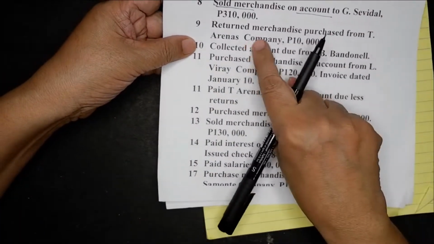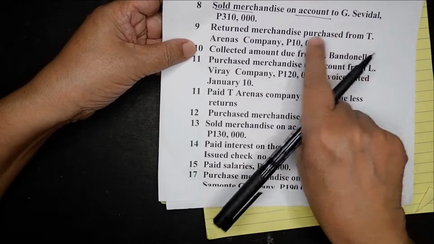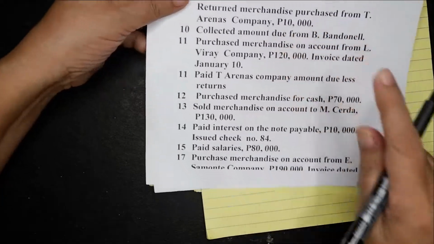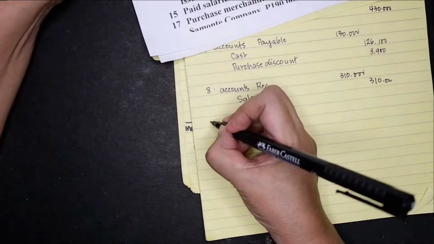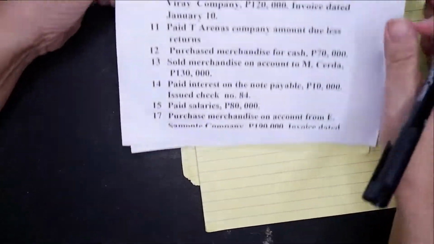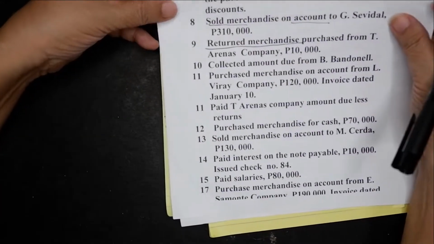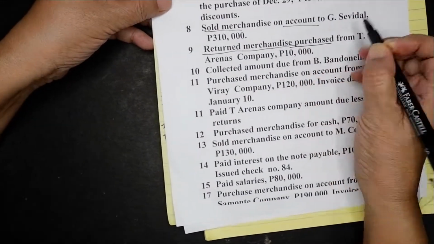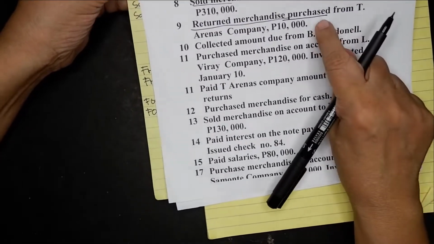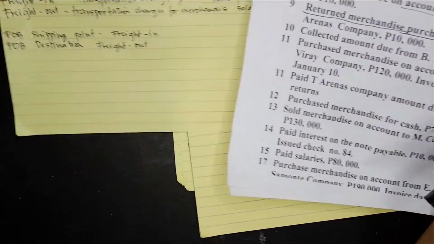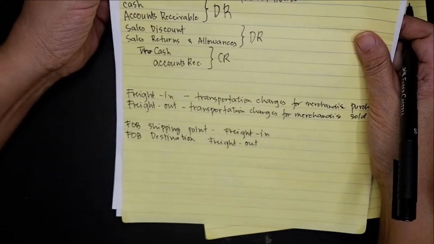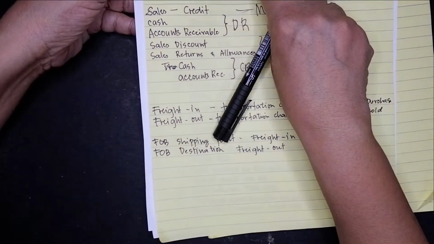Okay, 9. Returned merchandise purchased from T. Arenas Company, 10,000. So we have 9. Returned merchandise purchase. It means that is purchase returns and allowances. In our guide, purchase returns and allowances is credit.